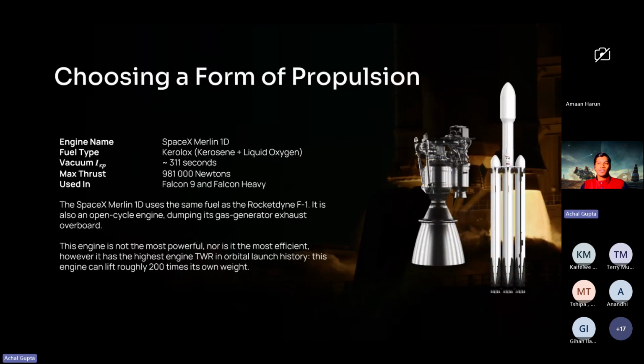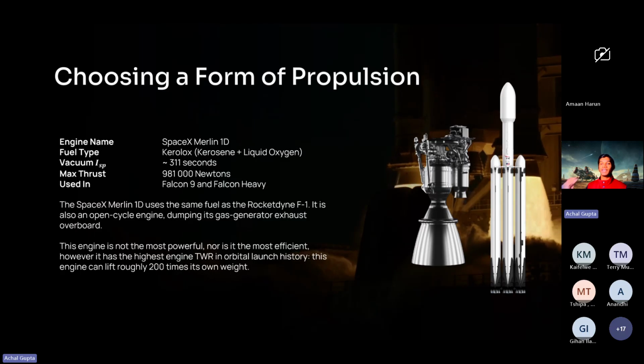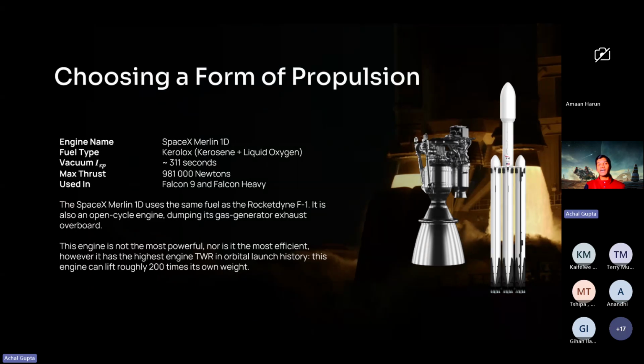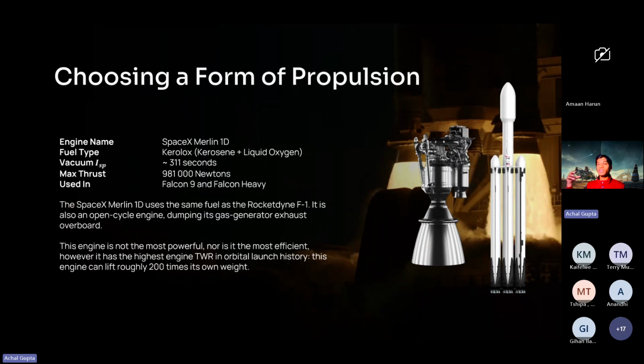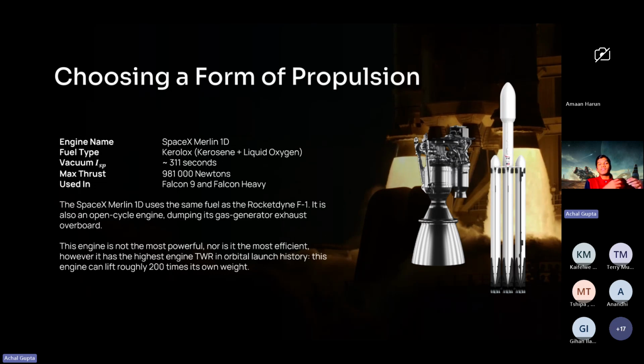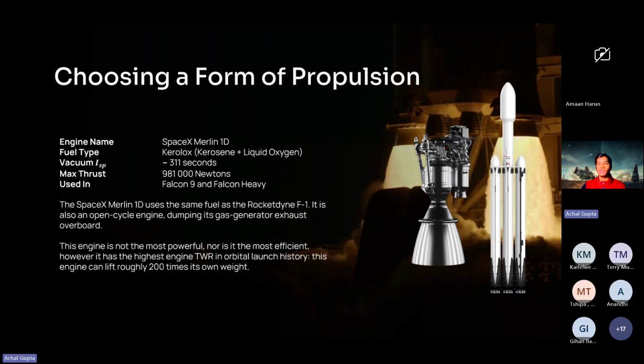Another engine I wanted to include on the list was the SpaceX Merlin 1D engine. Now, of this entire list, arguably this is the engine that produces the least amount of thrust. It produces only 981,000 newtons, so not even a million newtons of thrust. However, it has the highest engine TWR, which means for its own weight, it produces a lot more thrust than other engines do, which means this engine can lift up to 200 times its own weight. And ultimately, the quantity we want to meet is TWR. So we don't always only look at the raw thrust figures. This is also an open cycle design and also runs on Kerolox.